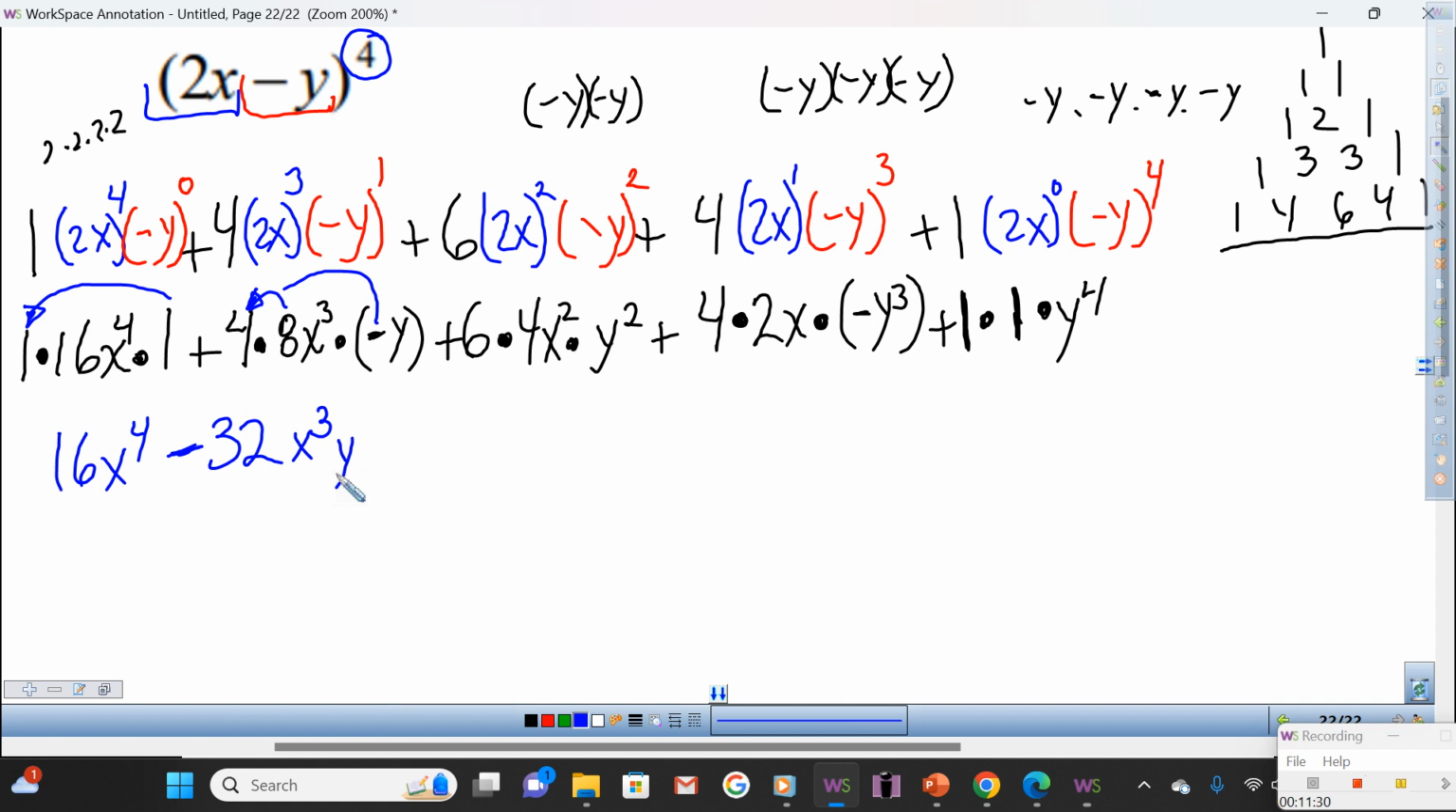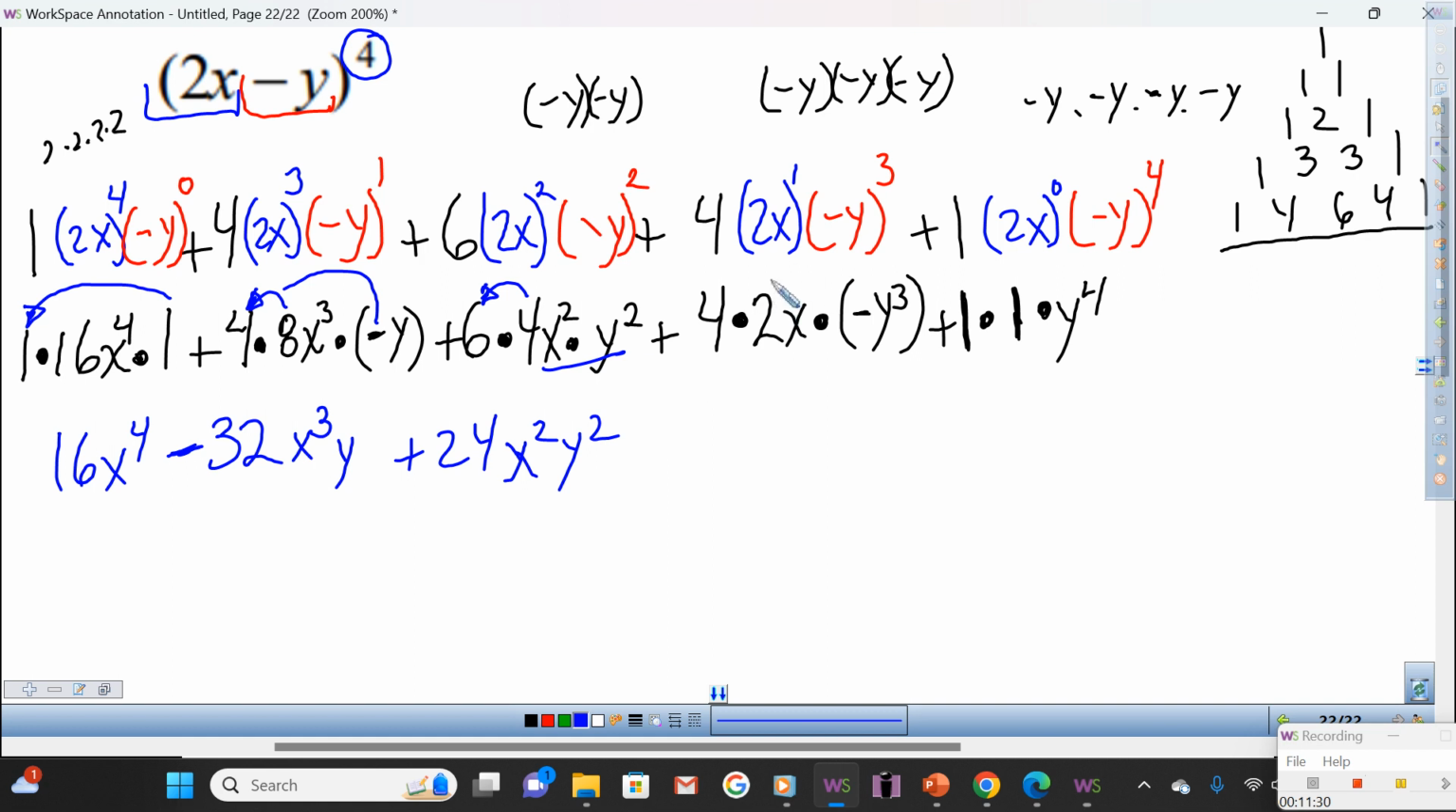Did everybody see what I did there? Next, what is 4 times 6? 24. Are there any negatives? No, so we write 24. Then you just bring down the x squared, y squared.